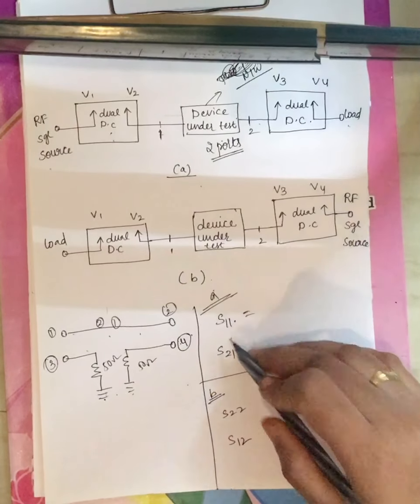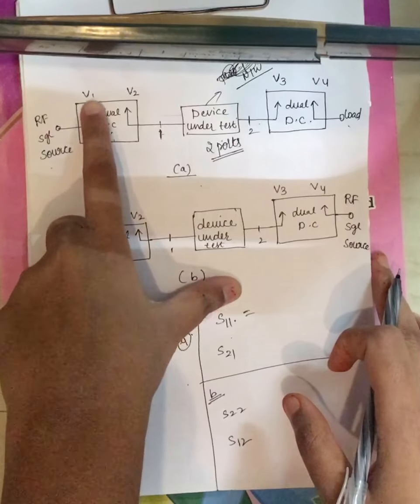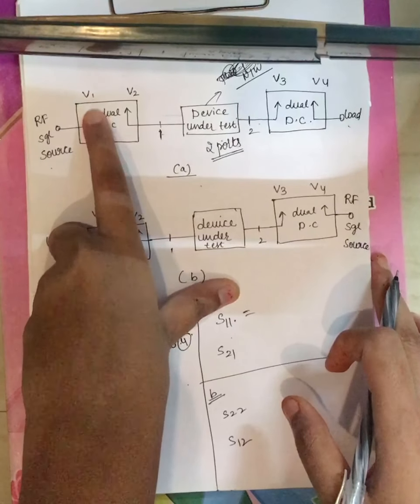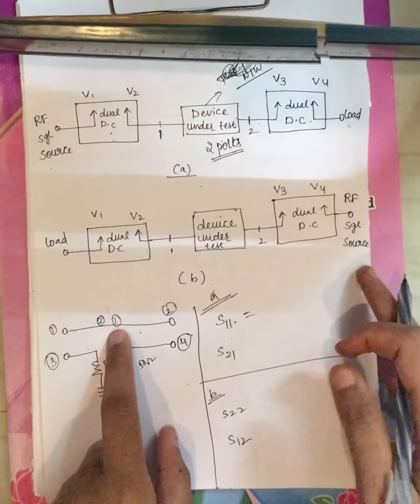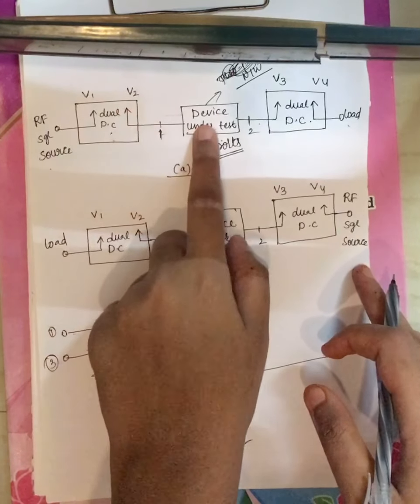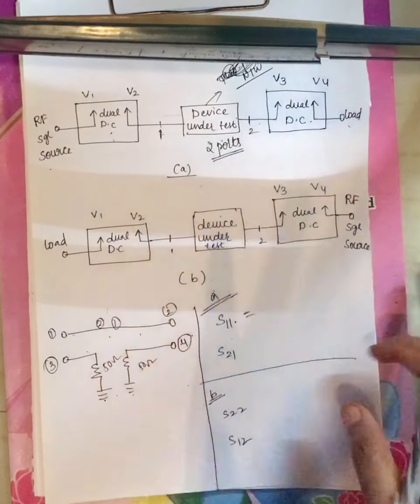Now what is S11? The input is given to your dual DC, and that input is nothing but your V1. V2 is what is forwarded here and given to the device under test, and that is given to V3 followed by V4.